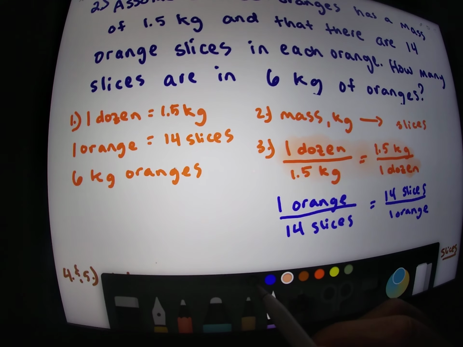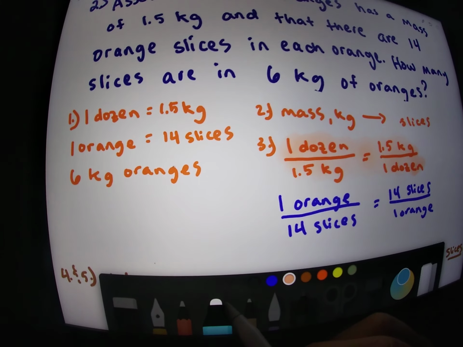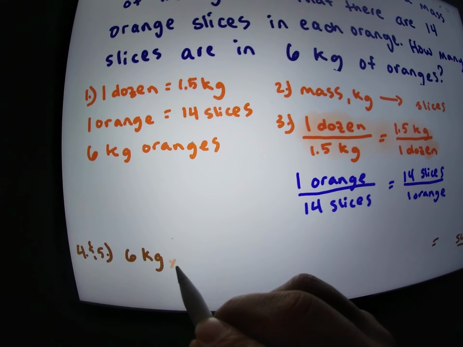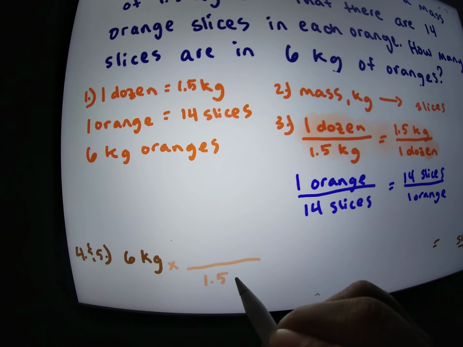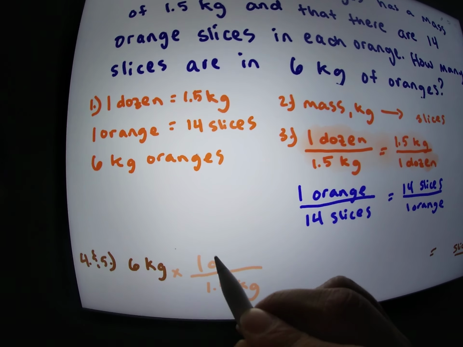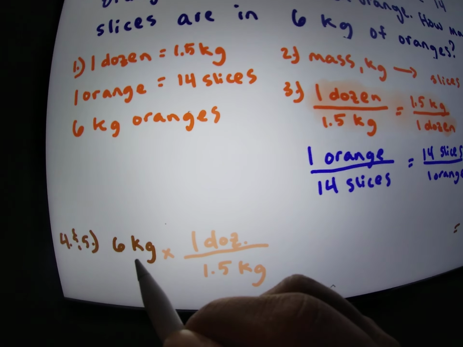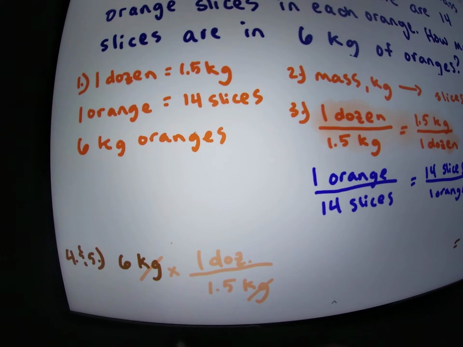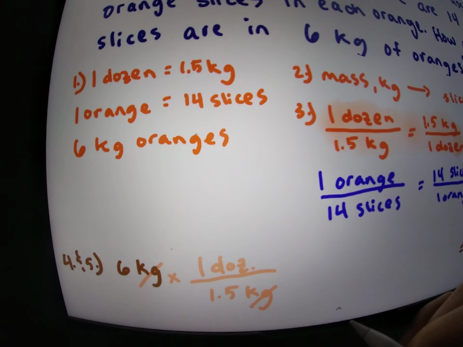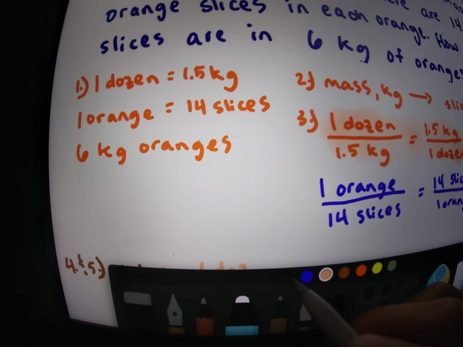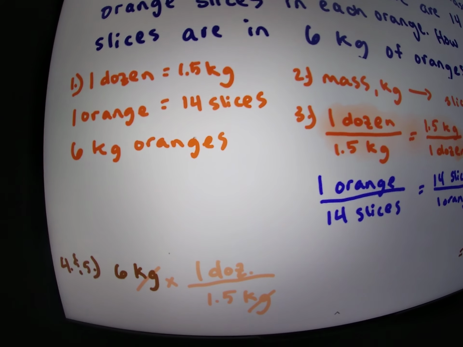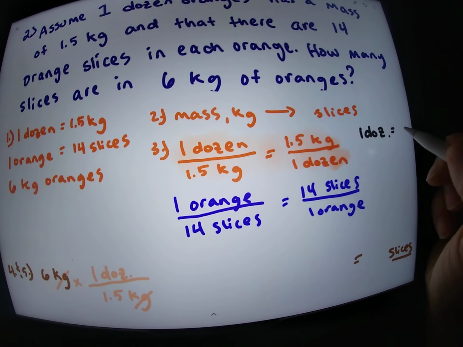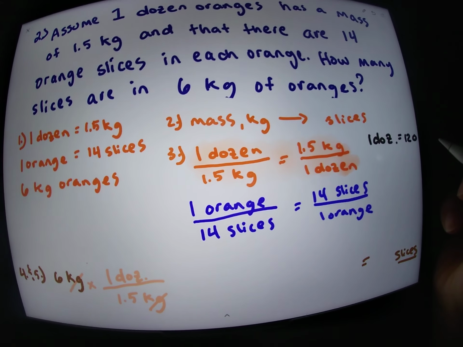Which am I going to use? Well, let's stay consistent. 6 kilograms. We want to go to dozens. If kilograms is on the top here, it needs to go on the bottom. 1.5 kilograms, and 1 dozen is going on top. So the kilograms cancel out. Now we're at dozens, and we are going to need that additional conversion factor, which is 1 dozen equals 12 oranges.